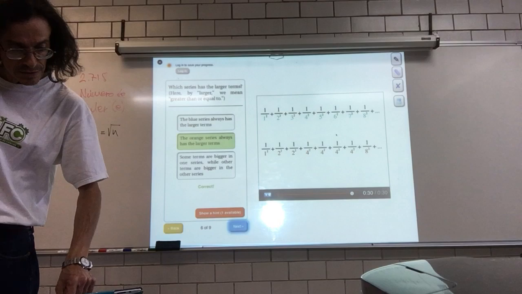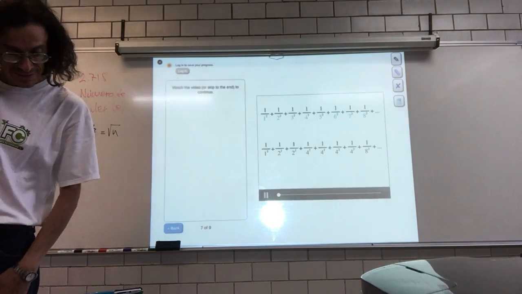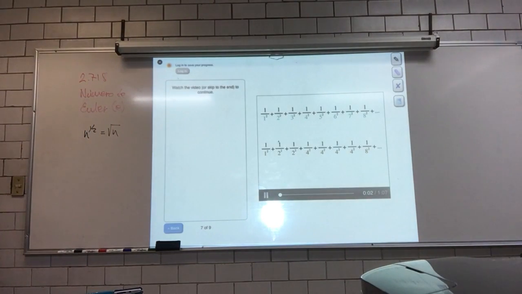La naranja. Right. The bottom series has the bigger terms. Their first terms are equal. But 1 over 2 squared plus 1 over 2 squared is bigger than 1 over 2 squared plus 1 over 3 squared. And if you look at the next four terms, the bottom series has the bigger sum. And the same goes for all the other terms. So the sum of the bottom series is bigger than the sum of the top series.